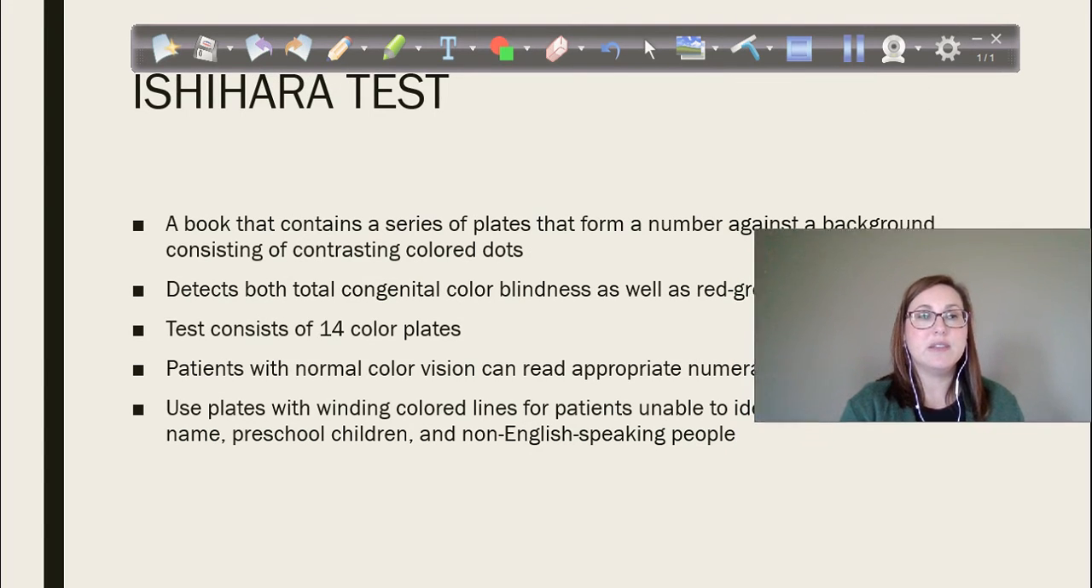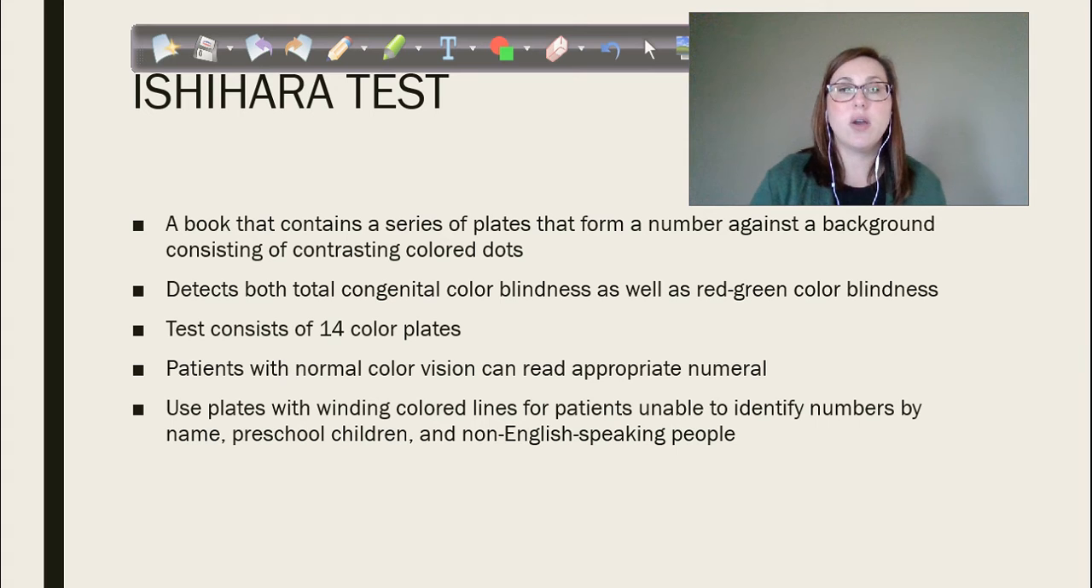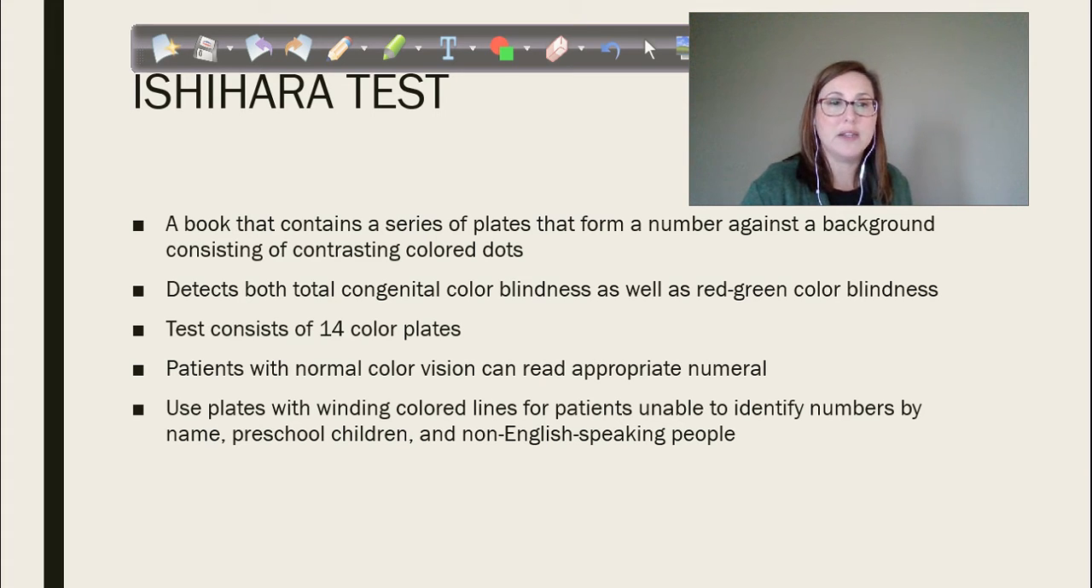The Ishihara test is a book, and it contains a series of plates that form a number against a background consisting of contrasting colored dots. If you look in your book on page 446, there's a picture of two plates from the Ishihara test. So each page has a single plate. There might be green dots, like different shades of green, and there might be a number in yellow dots that they have to identify within that plate.